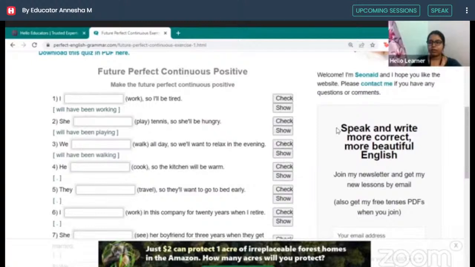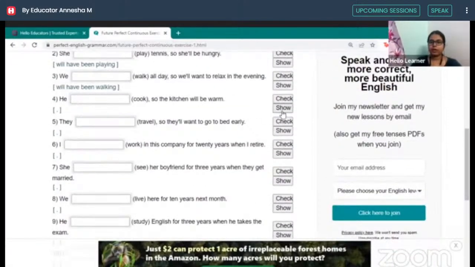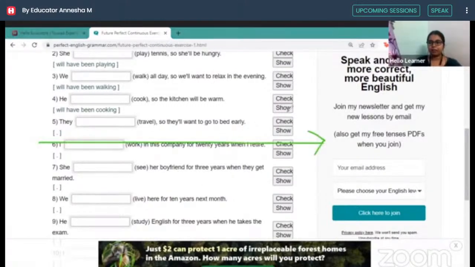After Shobha, we have Neha. Neha, would you like to try? He will have been cooking, so the kitchen will be warm. Very good. When do we use this sentence, ma'am? For future situations, we are predicting that something will happen because of something else happening. Again, you see, this action of he will have been cooking, if we take this as our timeline.